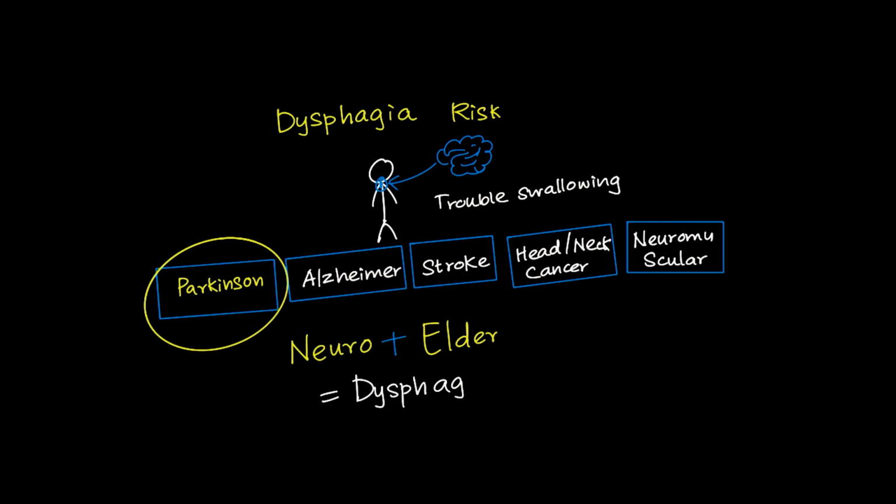Here's a D440 OA exam tip for you. When the question asks about dysphagia risk, look for a neurological condition in an older adult. Quick recall hook: neuro plus older adult equals dysphagia.